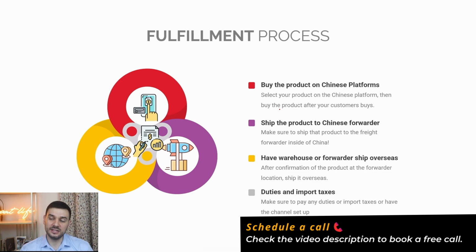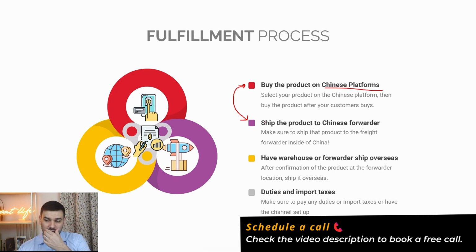The fulfillment process is pretty basic, but it's good to know how it all works so that you know where the product touches at each point. So the first one is that you buy the product on Chinese platforms. You will learn exactly how to do this in the next section, so don't worry if you haven't learned how to do it yet. But once you buy the products, then you need to ship it to either a freight forwarder or a warehouse that can ship it for you inside of China. Because these Chinese platforms will not ship overseas for the most part. Sometimes they will, and sometimes they have the channel set up, but for the most part, they will not.